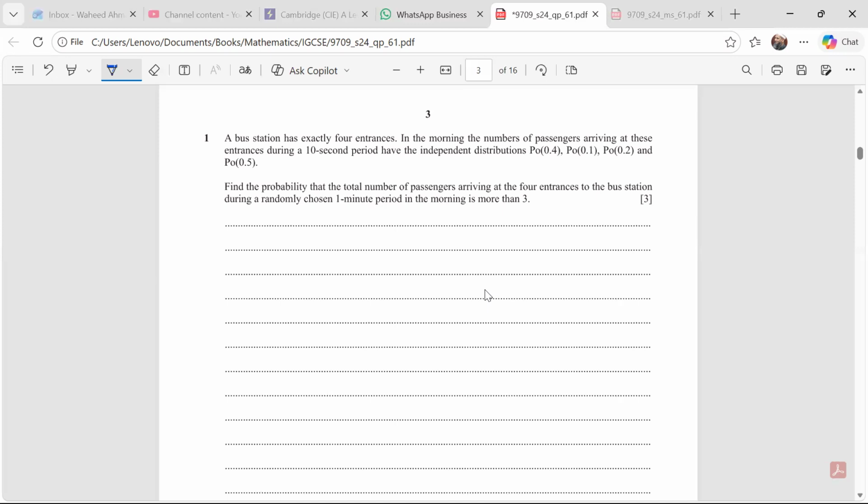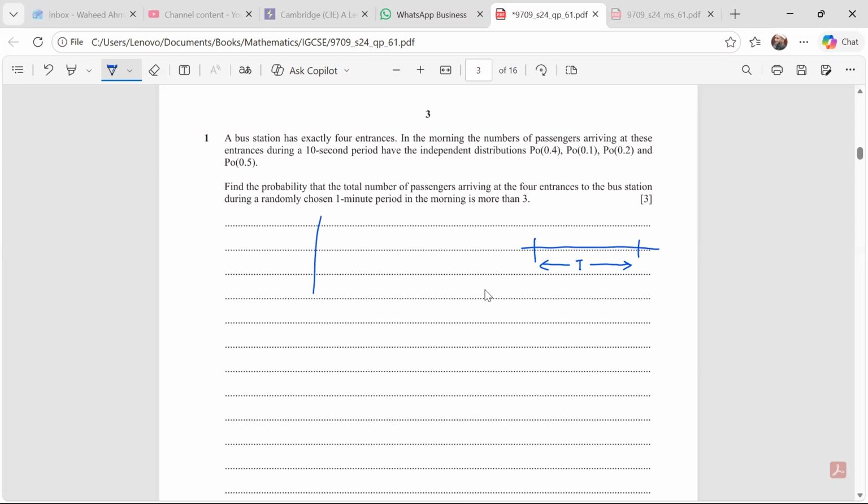Basically, this is a problem of Poisson distribution. What is Poisson distribution? It's a discrete distribution. It says that if we have a certain time interval, how many times can something happen in this time interval? For example, in this particular question, how many passengers can come in this interval?